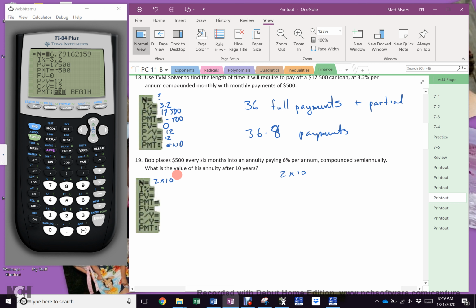Now, if you want, you can actually put operations in number. You don't have to do the math in your head.